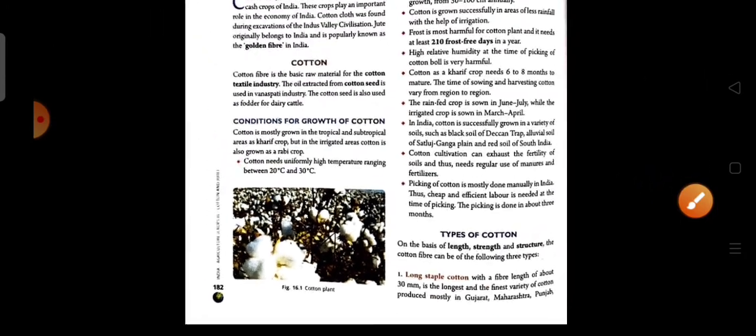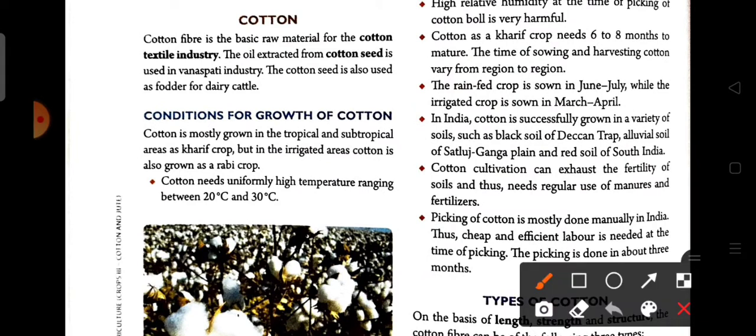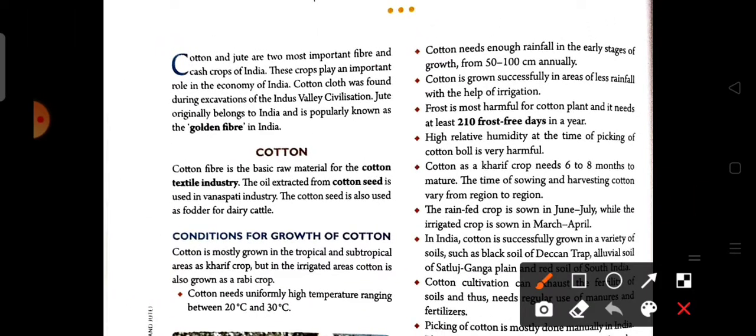So here we studied the conditions for the growth of cotton. Again, the temperature is only 20 degrees Celsius to 30 degrees Celsius, and that must be uniform. Then rainfall is 50 to 100 centimeters annually. Cotton also grows well in less rainfall areas with the help of irrigation. The harmful effect for the growth of cotton is frost, so it needs 210 frost-free days in a year.